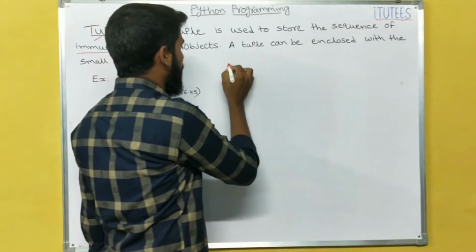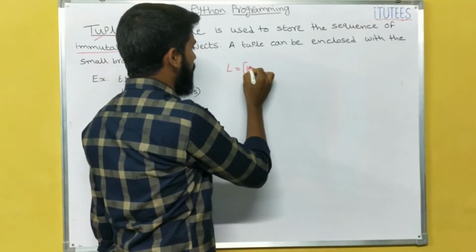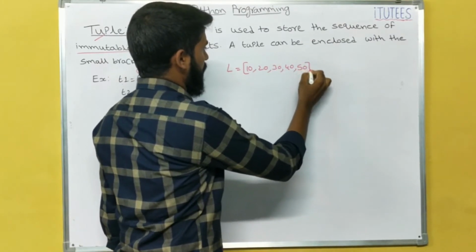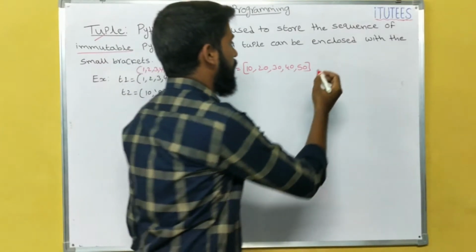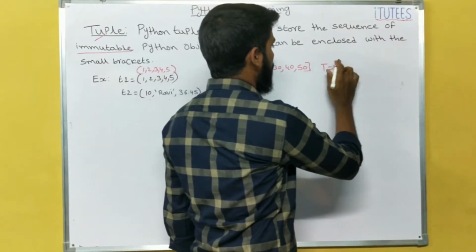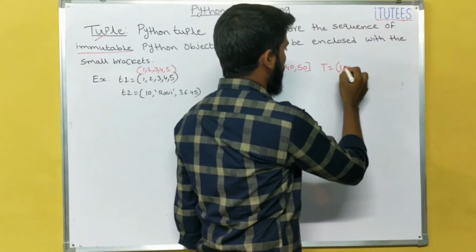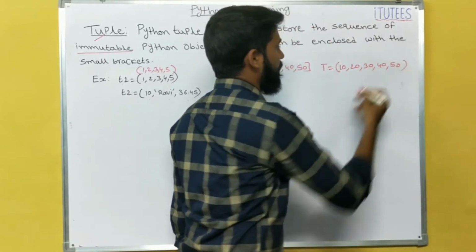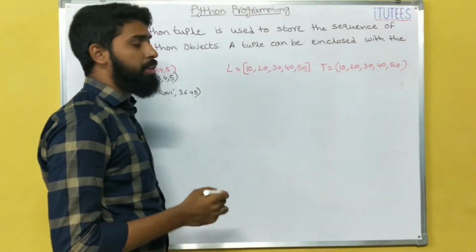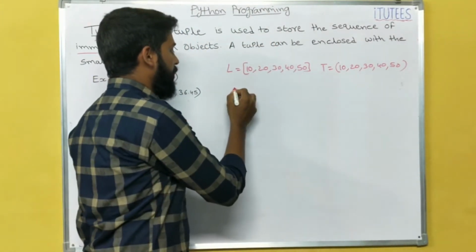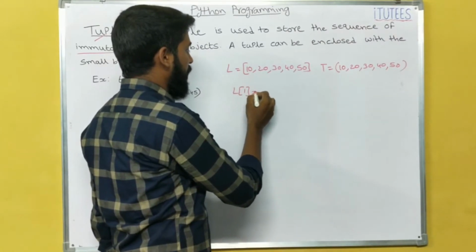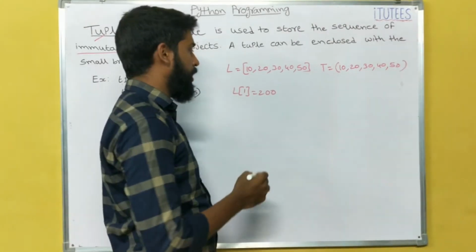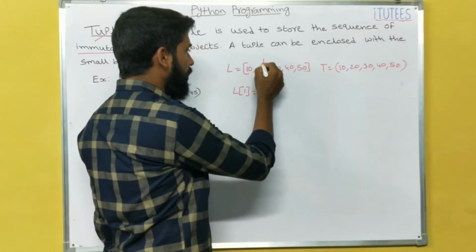For example, I am defining an L. This is the list. And I am defining a tuple, T equals to, with the same elements. Now, what is the difference between these two? For example, L of 1 equals 200. That means I am going to alter this element.